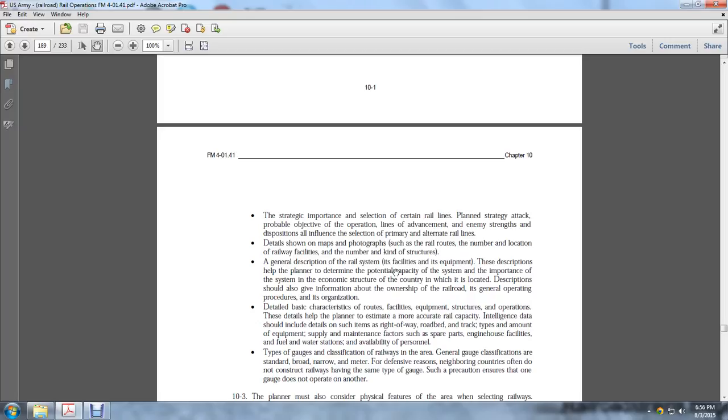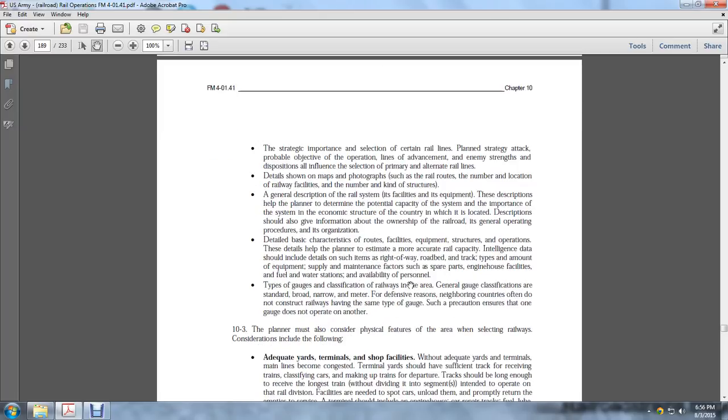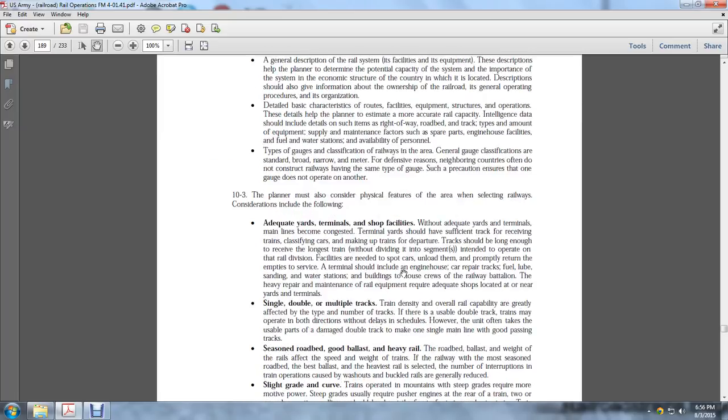The type of gauge and classification of railways in the area: the general gauge classification standards are broad, narrow, and meter. For defensive reasons, nearby countries often do not construct railways having the same type of gauge. As a precaution, ensure that one gauge does not operate on another.